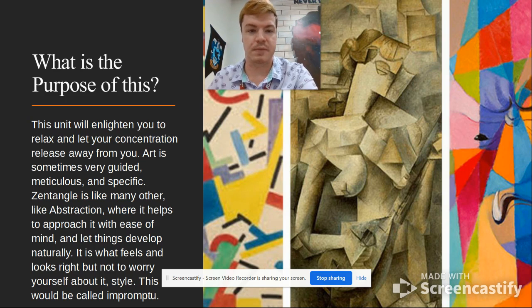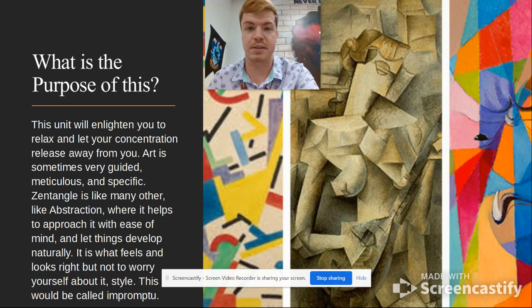Now, what is the purpose of this? The purpose of this is hopefully to introduce you to the beginning forms of abstraction. Abstraction is usually a very easy way for beginning artists to attempt to create a full, complete artwork, just because they won't get distracted or concerned about every single detail being within the sense of reality.